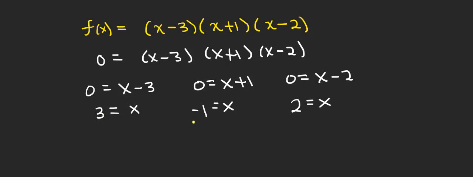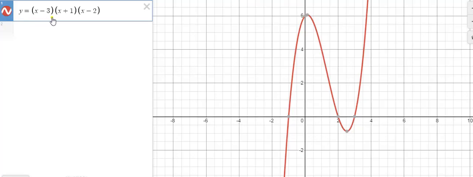So let's look at the graph, see if this is true. So we have a graph of x minus 3, x plus 1, and x minus 2. And let's look at the x-intercepts. You have an x-intercept at negative 1, and we got that from x plus 1. And an x-intercept at 2, 0. We got that from x minus 2. And we have another x-intercept at 3, which we got from x minus 3.